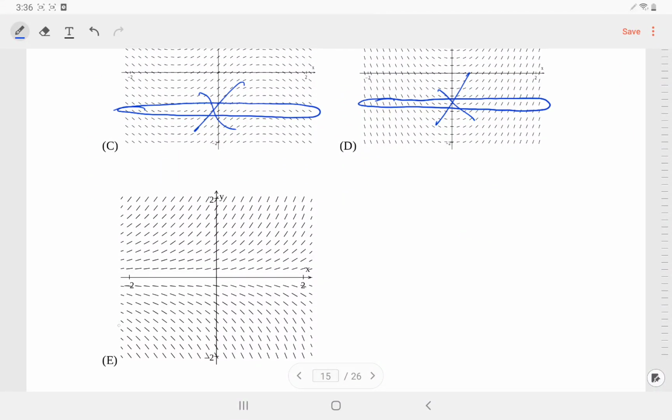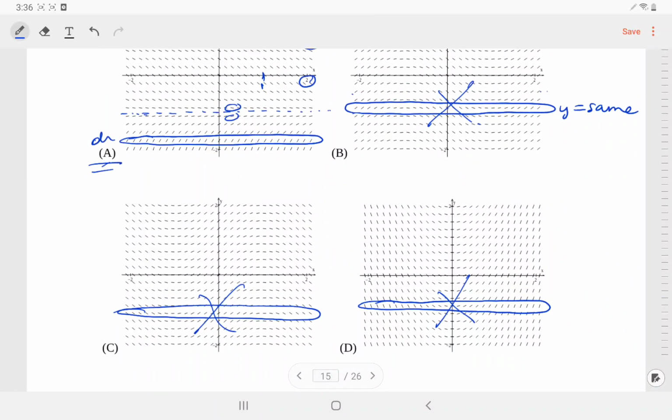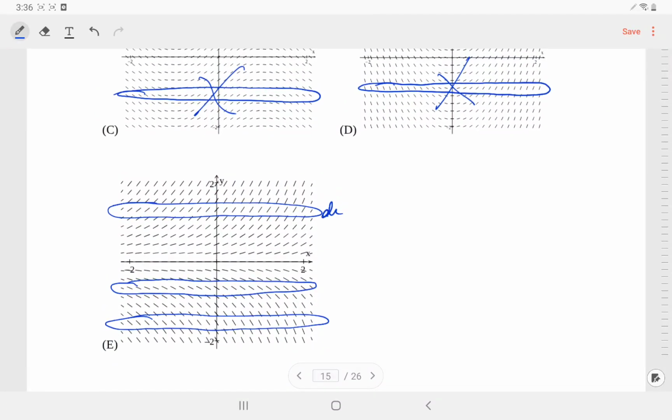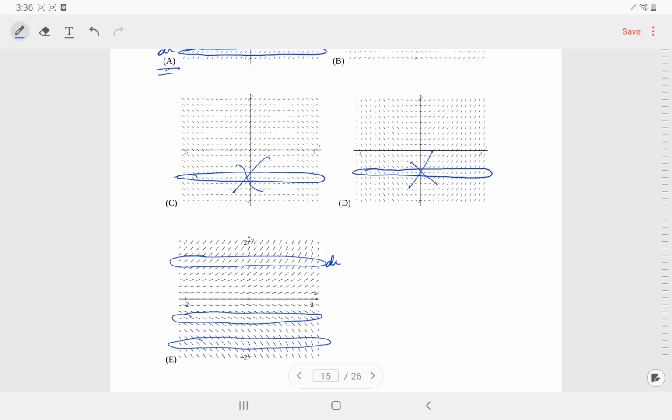Oh, and this one? Oh, this one looks good. So look at this one for the moment. Look at all those slopes. They all go in the same direction for every single y value. Okay. So I do feel good about the reason why I was crossing out B, C, and D. But let's go back up to our specific numbers.